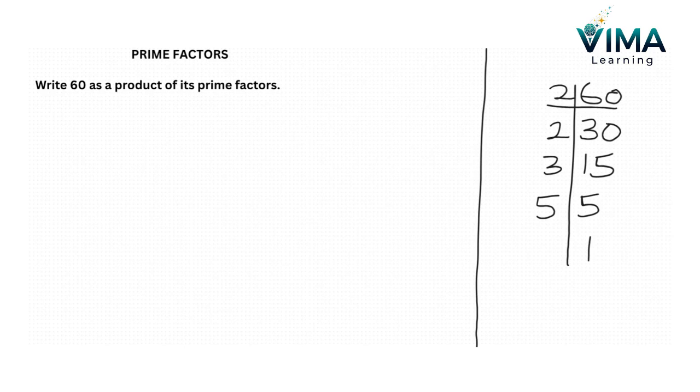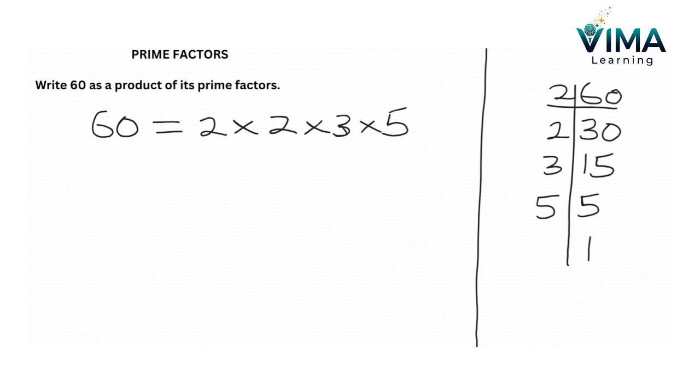Now all the numbers on the left hand side of the table now become the numbers we use to express 60. So 60 is now equal to 2 times 2 times 3 times 5. So all the numbers that you used on the left hand side of the table will now be the numbers that you use to represent the number in question, 60. So 60 is equal to 2 times 2 times 3 times 5.